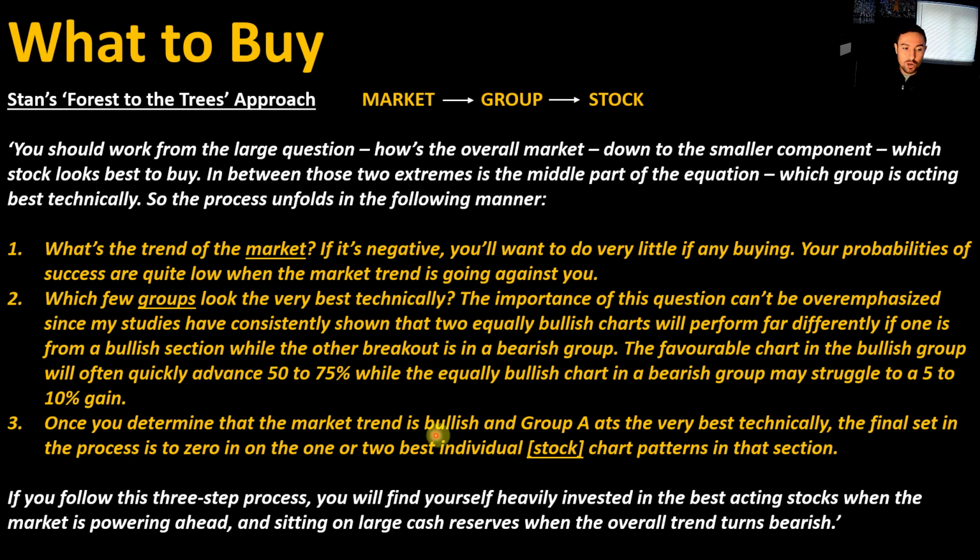Once you determine that the market trend is bullish and group A acts the very best technically, excuse some of the typos in this by the way, the final step in the process is to zero in on the one or two best individual stock chart patterns in that section. If you follow this three-step process, you will find yourself heavily invested in the best acting stocks when the market is powering ahead. That sounds good, doesn't it? And sitting on large cash reserves when the overall market trend turns bearish. That also sounds good, doesn't it?